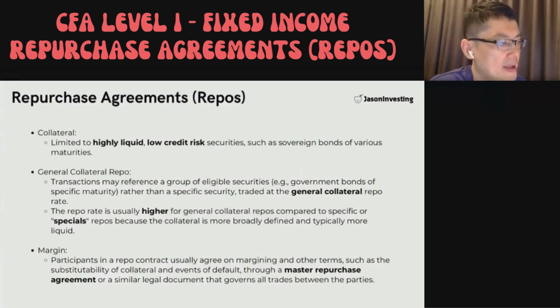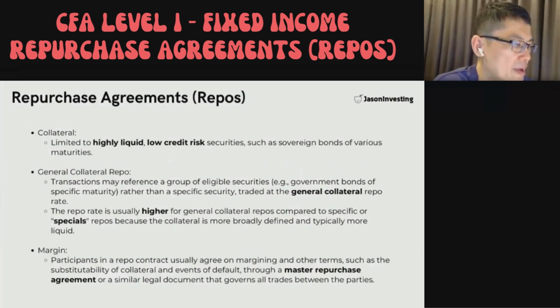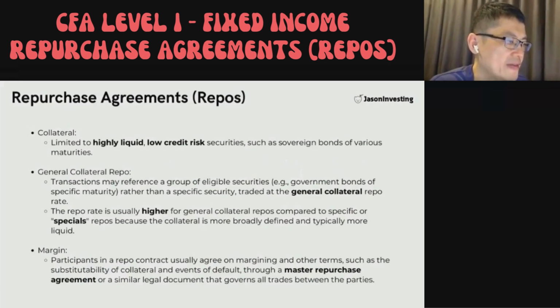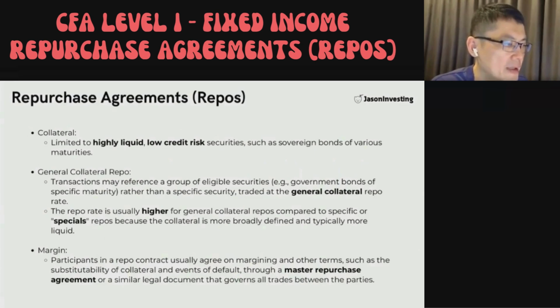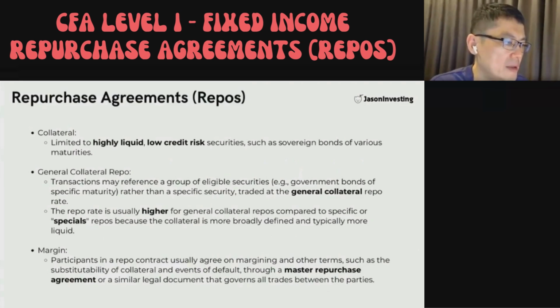The reason why you see the word special is because sometimes a security is very sought after, and because of that, it's considered a special security. In that case, because it's highly sought after, the repo rate would be low because now the buyer can choose who to sell the security to. So in order for this buyer to get the special security, they would need to buy at a much lower rate.